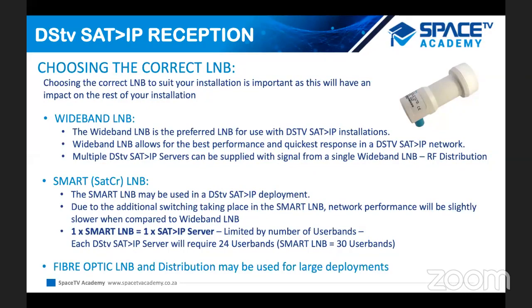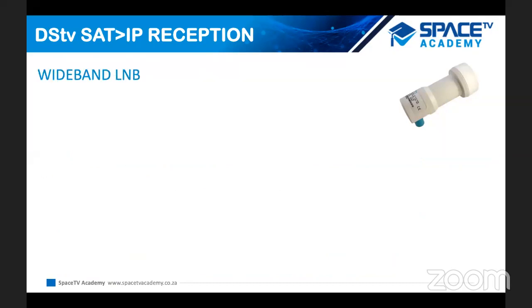And in certain distribution systems, fiber optic LNBs, etc., may be used. And we will discuss that in this presentation today. Okay, so for those of you who are not familiar with the wideband LNB, as we said, it's the preferred LNB for use in DStv SATIP installations. And it's also a growing technology, and I think we will see more and more of wideband technology being used as we go forward, not just in SATIP.